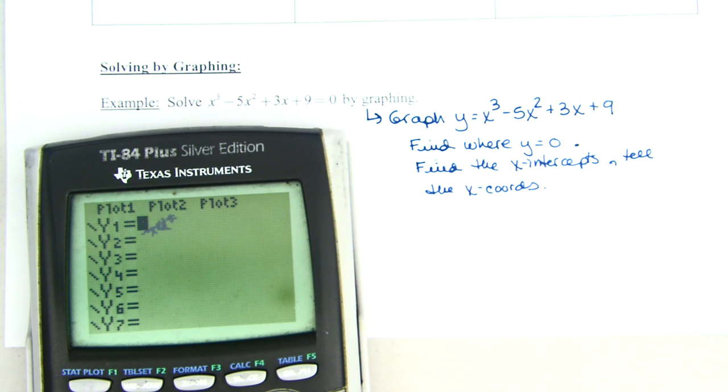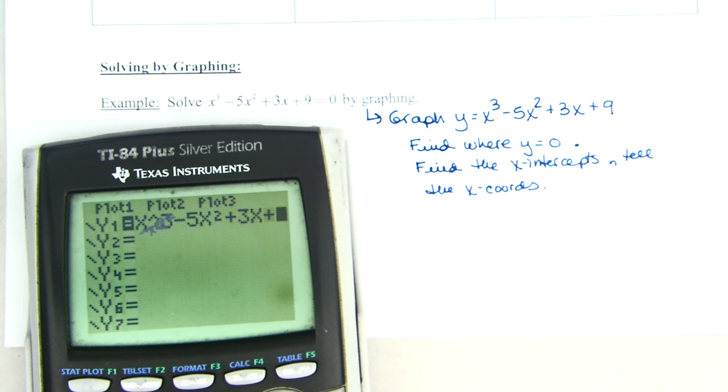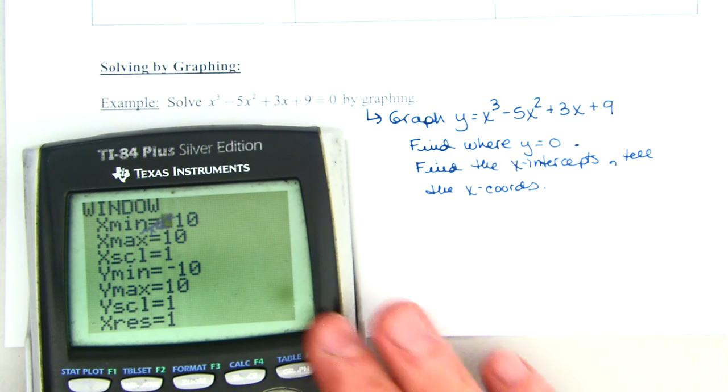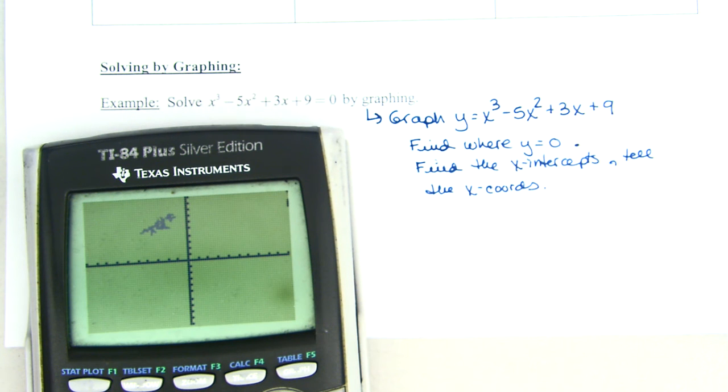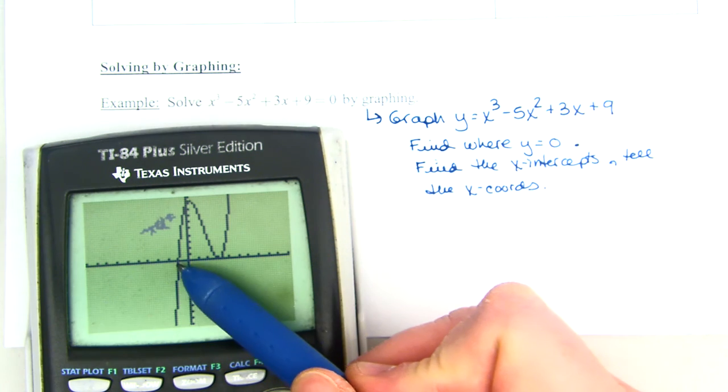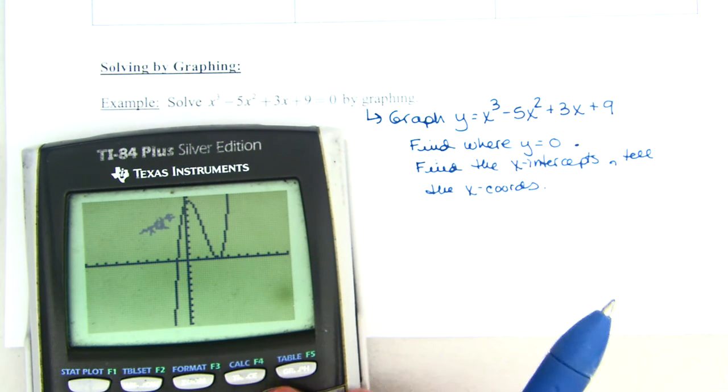Okay, hopefully you can see my screen. I'm going to graph x cubed minus 5x squared plus 3x plus 9. I'm going to make my window negative 10, 10, 1, negative 10, 10, 1. I'll change it if I have to. And I want to find the x-intercepts. Let's see. This first one over here, I'm going to go do... So actually, you know what? See if you can go find the x-intercepts.